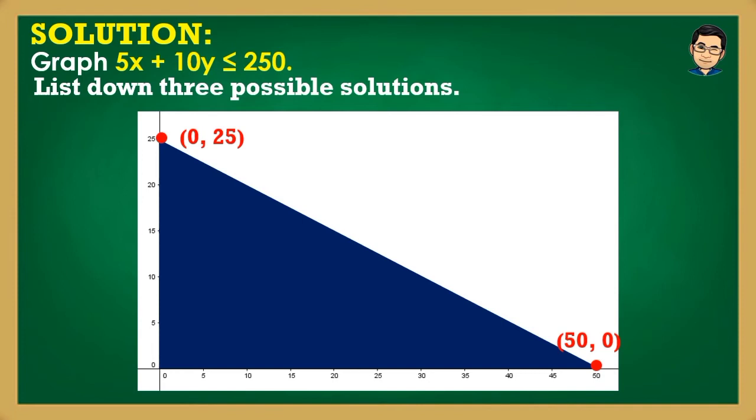So, yung mga possible solutions na pwede nating isulat, yan, pwede yung 10, 15. Pwede rin naman yung 20 tsaka 10. Or pwede rin naman yung 35, 5. So, pwede yung mga iba nating mga points as long as nasa loob sila ng shaded region na yan, yung kulay blue.